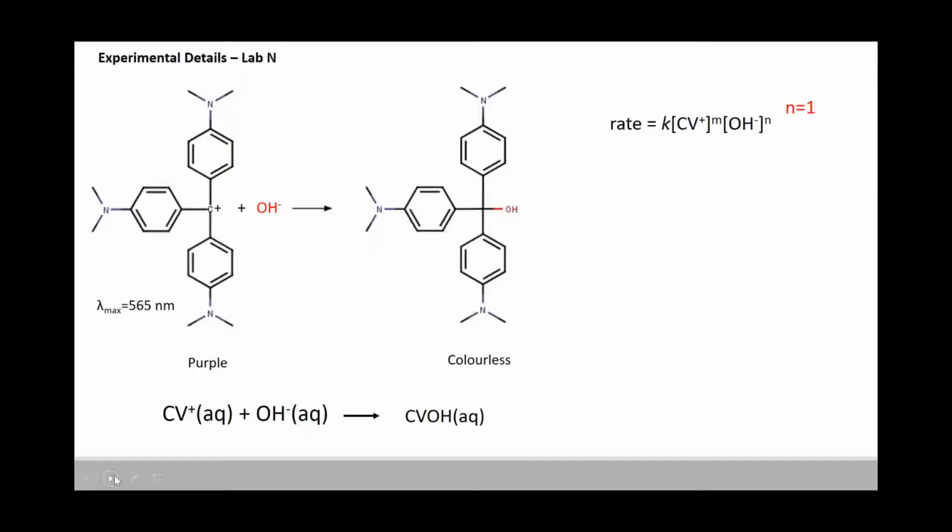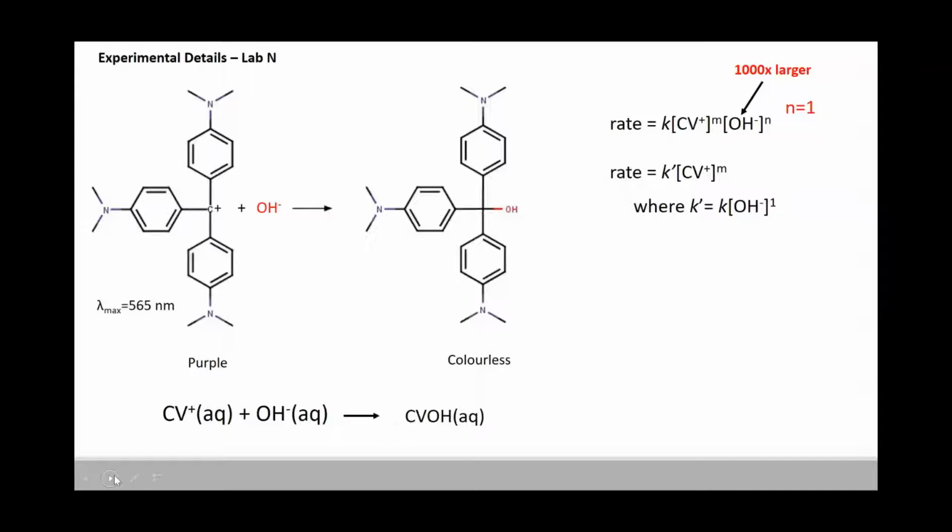If we, however, set the hydroxide concentration to be 1,000 times larger than the concentration of the crystal violet ion, then the hydroxide concentration will essentially remain constant over the course of the experiment. Therefore, only the change in concentration of the crystal violet cation as it is consumed will affect the rate. A simplified rate law can be written where k' is a pseudo-rate constant and is equivalent to the actual rate constant multiplied by the hydroxide concentration.